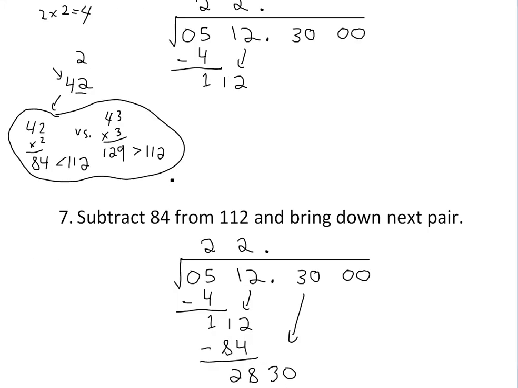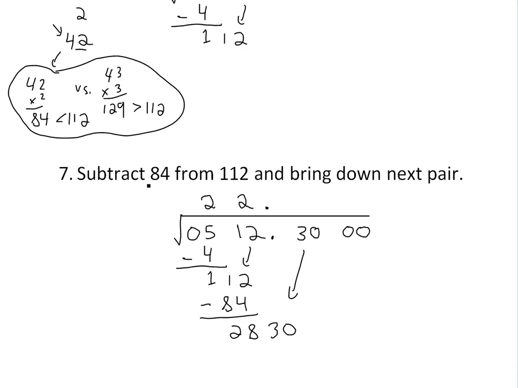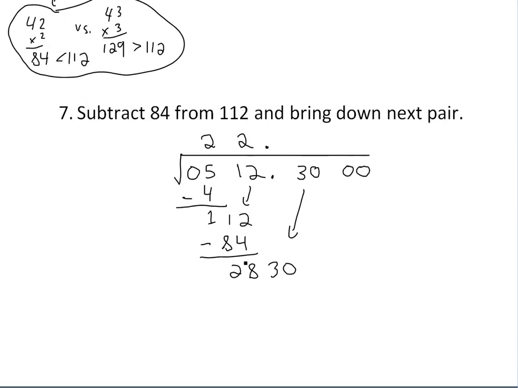So you have 22 right here. Now we subtract 84 from 112 and bring down the next pair. So 112 minus 84 is 28.